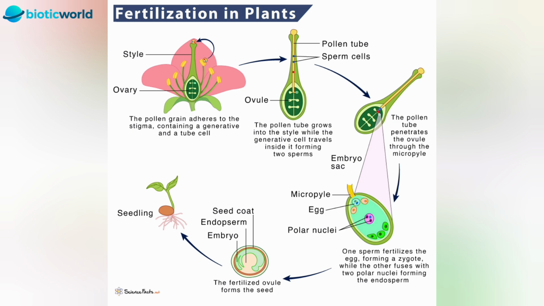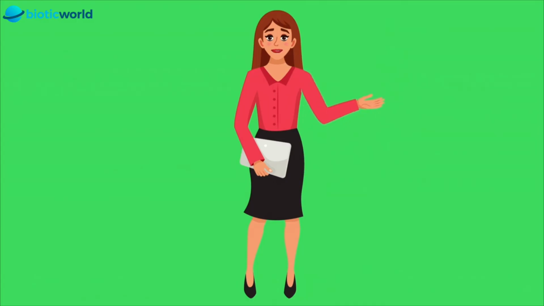After fertilization, several changes take place. The ovule that has been fertilized becomes a seed. The seed contains the embryo plant, which is protected by a tough outer coat called the seed coat. The ovary surrounding the fertilized ovules transforms into a fruit. The fruit protects the seed and helps in its dispersal.